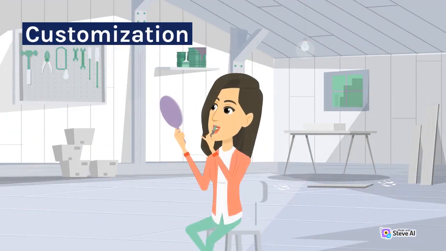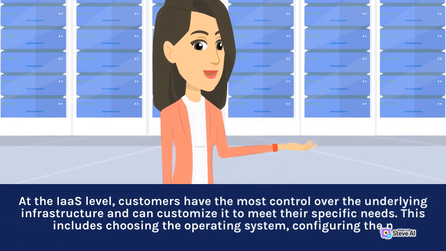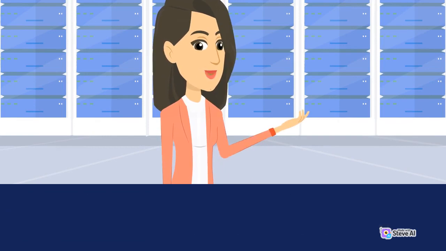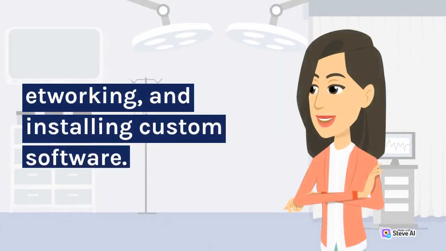Customization. At the IaaS level, customers have the most control over the underlying infrastructure and can customize it to meet their specific needs. This includes choosing the operating system, configuring the networking, and installing custom software.